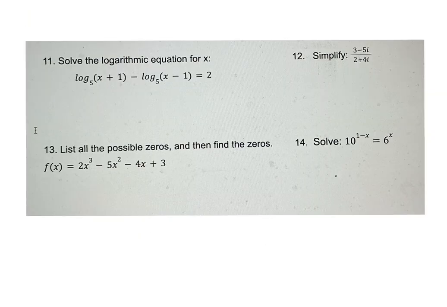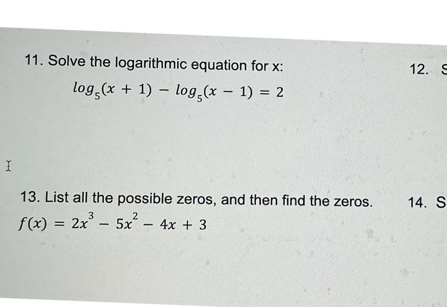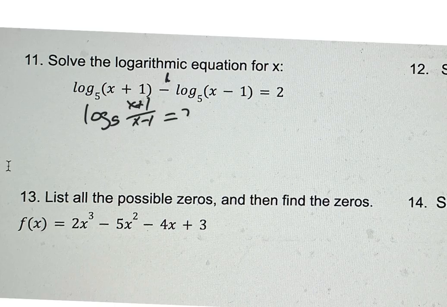All right, last four. I'll use a review. Solve the log equation. Remember, when you see log with subtraction, that means division. So I'm going to say log base 5 of (x plus 1) over (x minus 1) equals 2. Because there's only one log, I'm about to do the swirl. All right, I have (x plus 1) over (x minus 1) equals 5 squared, and 5 squared is 25.